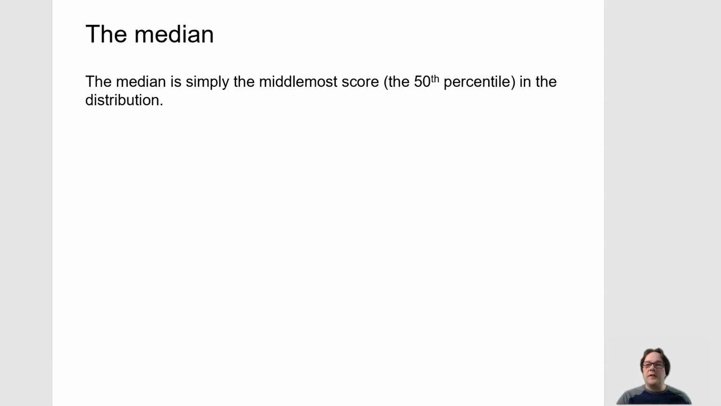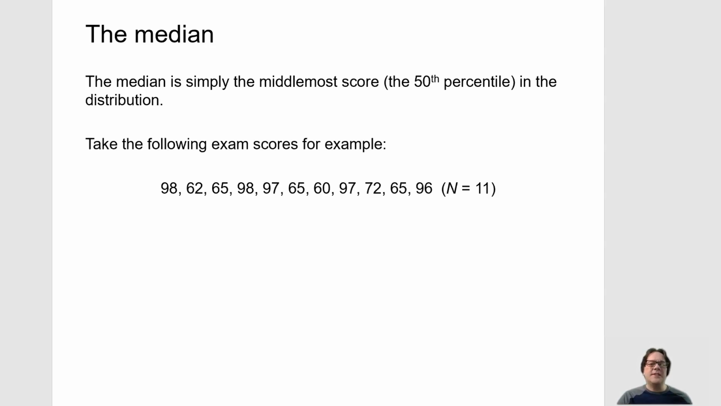So it's the score that is right smack in the middle of your distribution. Let's take these exam scores as an example. We can go through each of these. We see there's a range of scores in here, and there's an n of 11, so a total of 11 scores in this distribution.